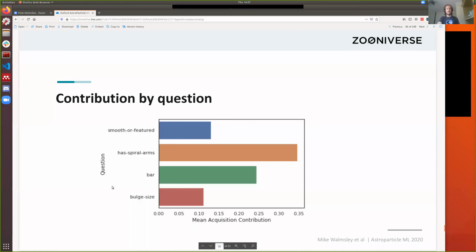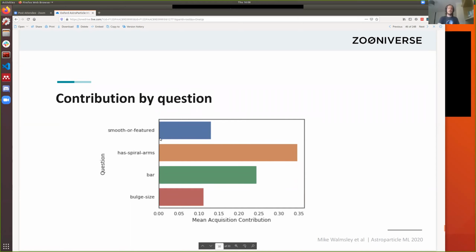Lastly, we can look at how much each individual question contributes to how informative a galaxy is. Because we've done those conditional calculations of how informative it is for each question, and added them up and picked the galaxies most informative over all the questions, we can break it apart and say, okay, how helpful is this galaxy for answering, is it smooth or featured? How helpful is this galaxy for answering, does it have spiral arms or not?